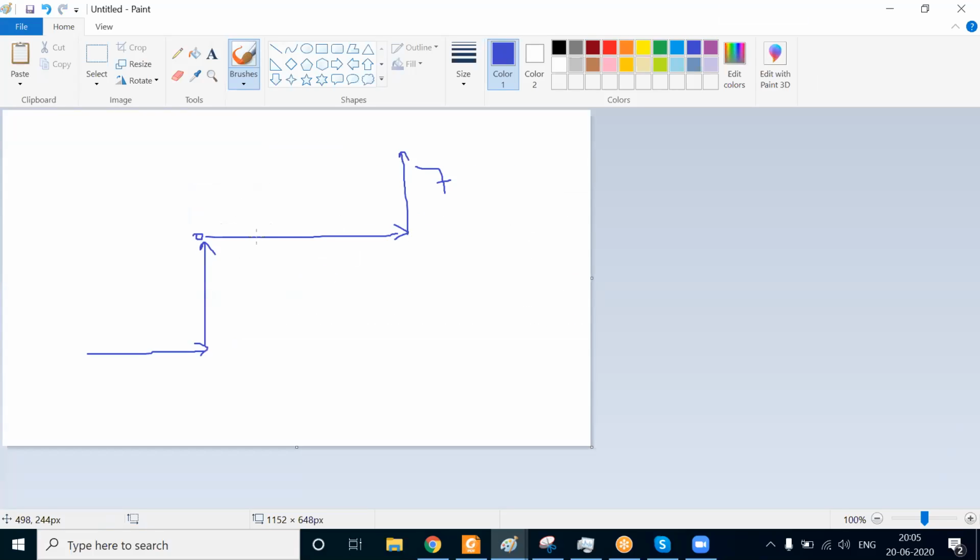So this is my 26, right? This is my 13, correct? And this is my 8. Now, this is my y-axis. Are you able to see? These both are my y-axis, right?